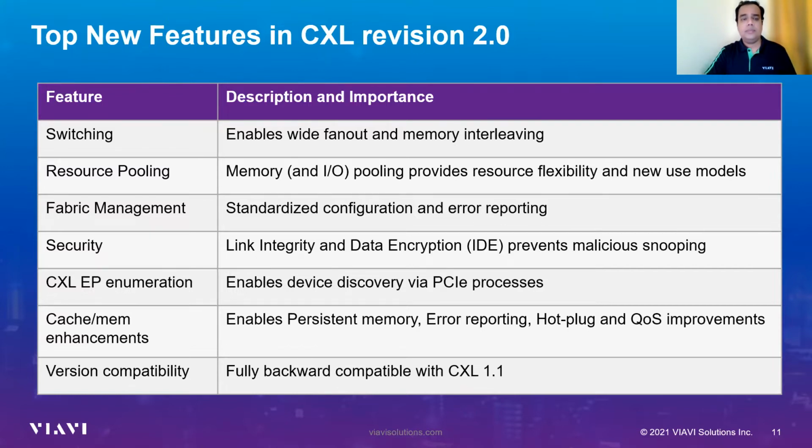When it comes to CXL endpoint enumeration, the enumeration for endpoints was simplified to be more like the original PCI process, so there's compatibility here now. There are also cache and memory enhancements to enable new functionality and better operations, so it definitely helps with persistent memory. The error reporting has been standardized, and it adds improvements to hot plug and quality of service as well. And I had mentioned earlier as well that CXL 2.0 is fully backward compatible.